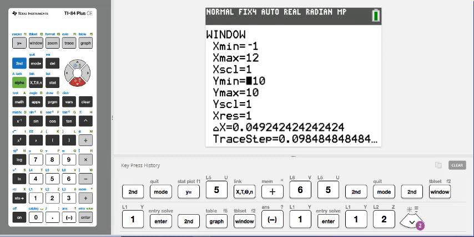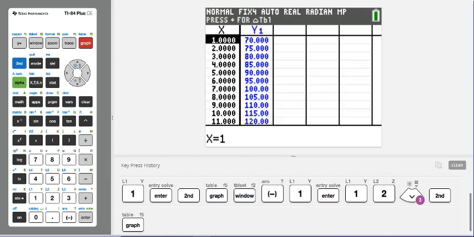Now, let's look at my Y min. Let's look at my Y max. How hot do I think it's going to get? Well, the temperature is rising 5 degrees every hour. So if we go back and look at our table, second graph, which gets to our table, 11 hours is 120. So if it's rising or changing 5 degrees every hour, then we know at 12 hours it'll be 125, right?